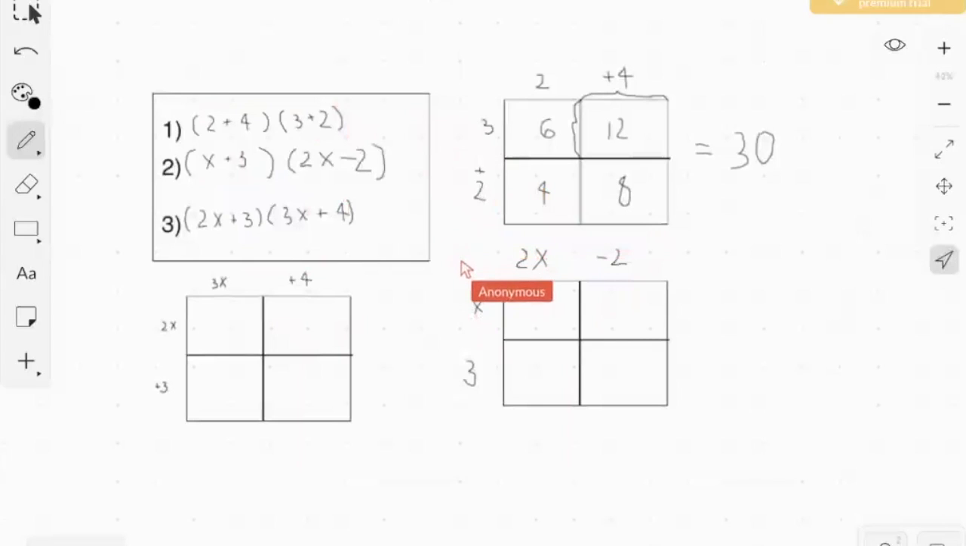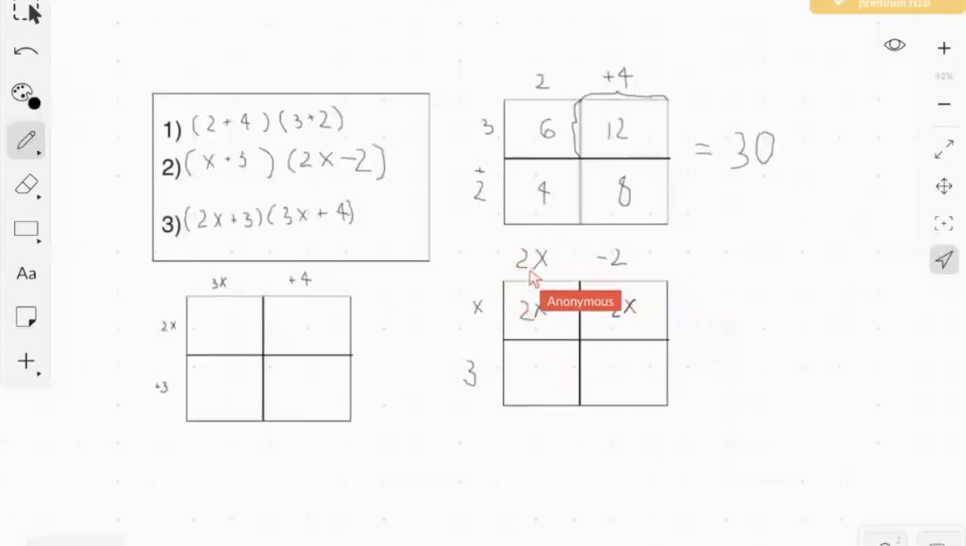Yeah, and then this 3 is positive because it's x plus 3. So anyways, let's calculate the areas. We know that 2x times x for this rectangle will be 2x squared. We know that negative 2 times x for this rectangle will be negative 2x.